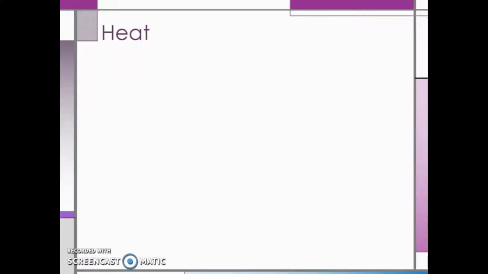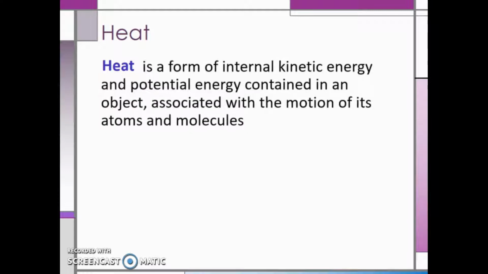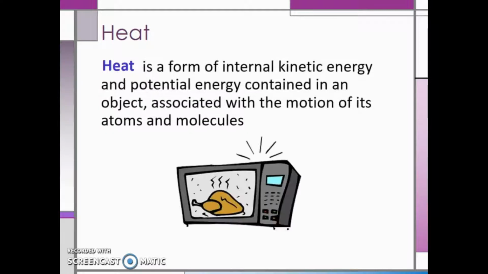Now that we've talked about temperature in the previous video, let's take a look at heat. Heat is a form of internal kinetic energy and potential energy contained in an object associated with the motion of its atoms and molecules. Basically, heat is a measure of how fast the atoms of an object are moving. The faster they move, the more heat you have.